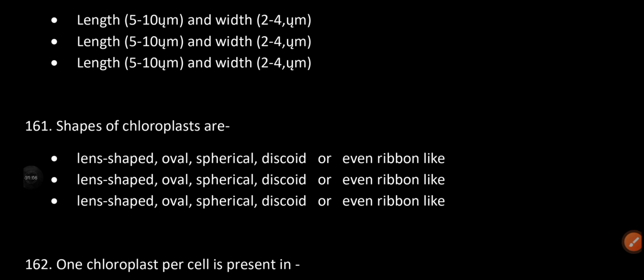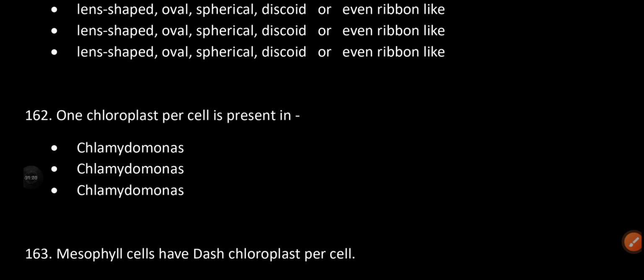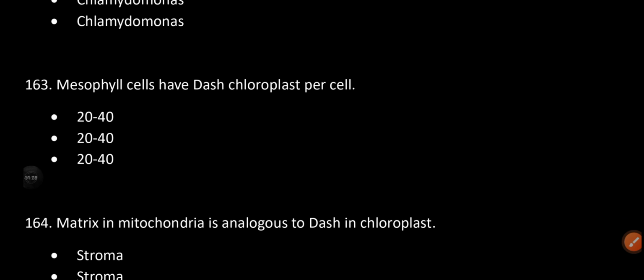Shapes of chloroplast are lens-shaped, oval, spherical, discoid or even ribbon-like. One chloroplast per cell is present in Chlamydomonas. Mesophyll cells have dash chloroplast per cell. 20 to 40.